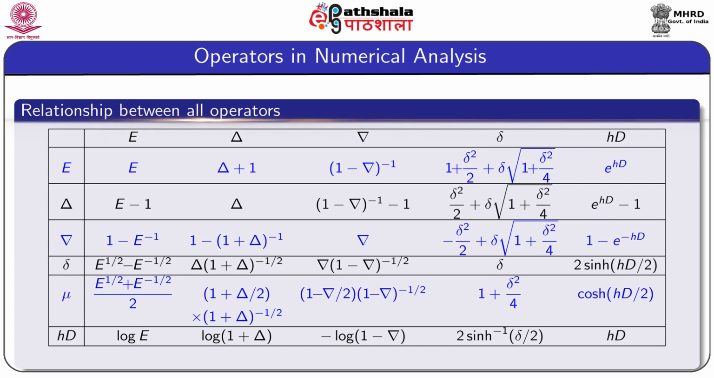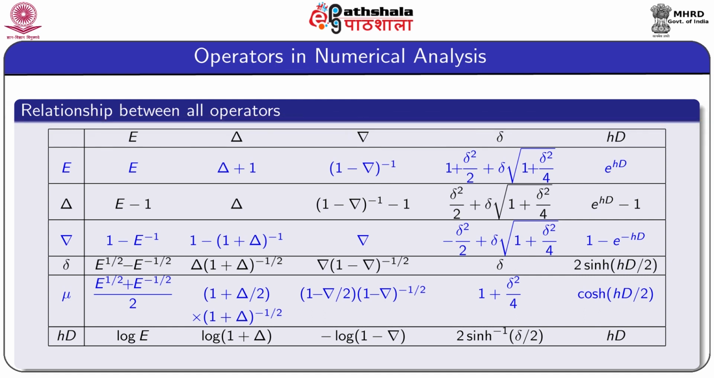And E also can be expressed in terms of the backward difference operator, and that one is equivalent to 1 minus nabla whole power minus 1. E is equal to 1 plus delta 2 by 2 plus delta into root over 1 plus delta square by 4. That means E can be expressed in terms of central difference operator, and we have proved that the shift operator E is equivalent to e to the power h D. That means the shift operator can be expressed in terms of other operators.